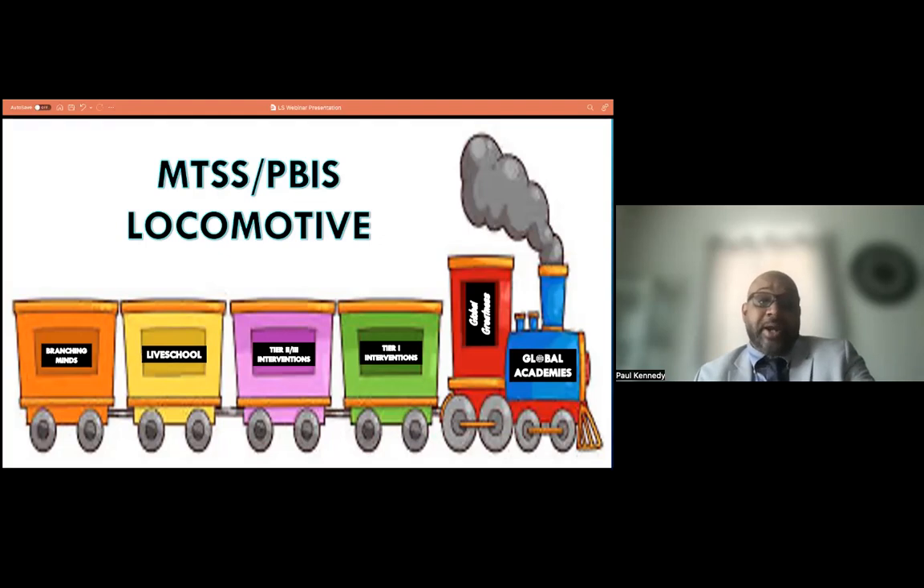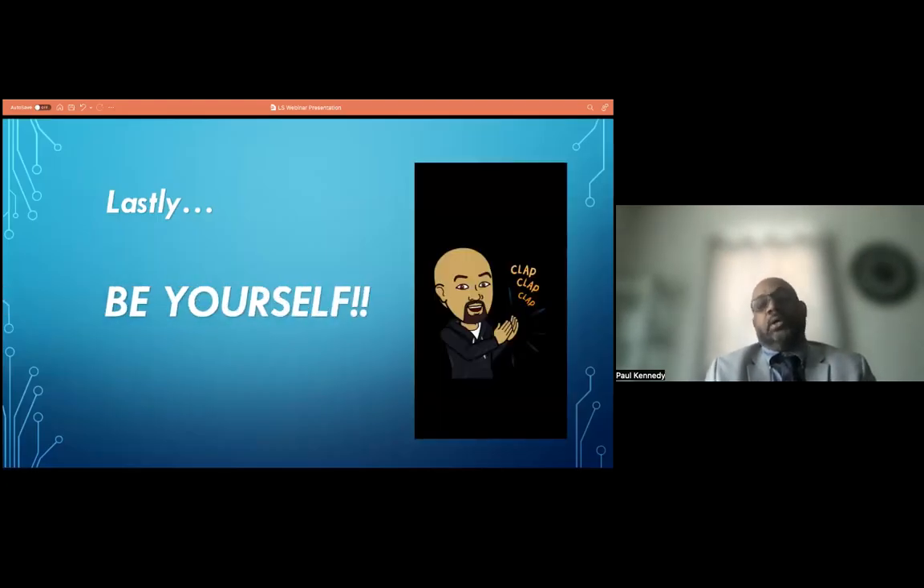So if you're in a Branch Your Minds car, you might transition and go through the train and go in a Live School car. You might have to go up to the tier 1 intervention car and talk about those particular things, but you can move from car to car because of our framework and our foundation. And lastly, when you're putting all these things together, whether you're a dean, a teacher, or a principal, you always want to continue to build relationships, and you always want to be yourself.